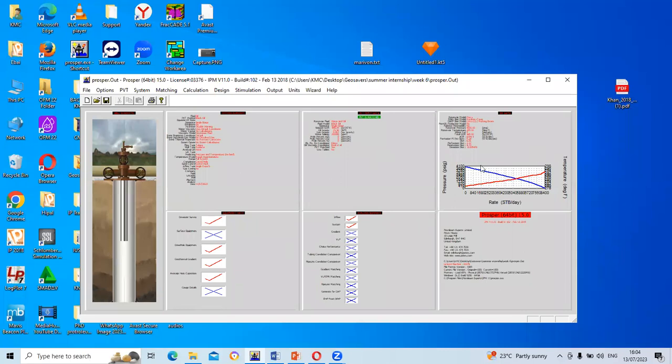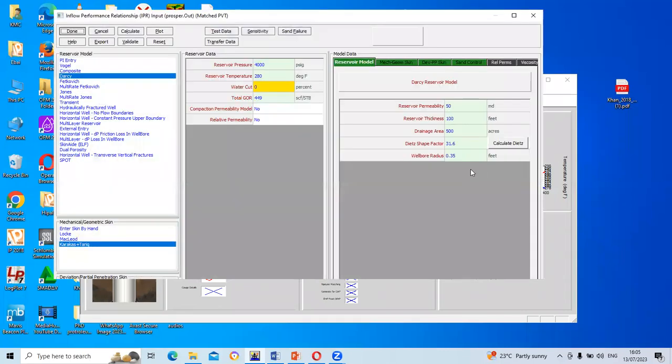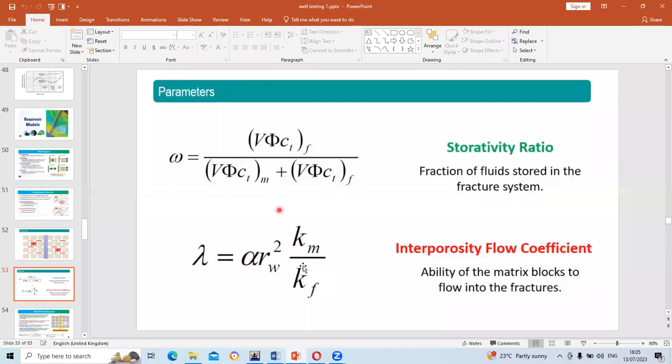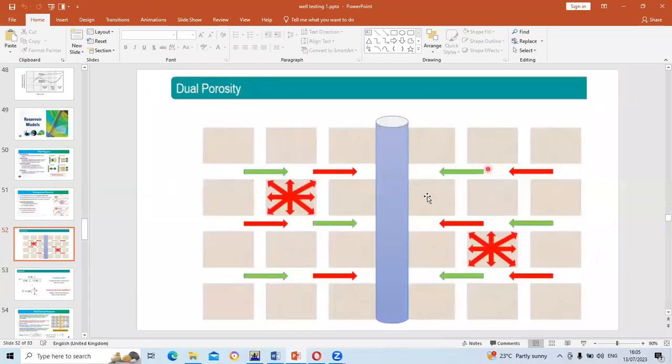So before we even go to that, let's see if we could just design another type of reservoir, which is not just a simple reservoir, but maybe a dual porosity reservoir. So what's a dual porosity reservoir? That's the first thing we have to ask ourselves. If I go to a PowerPoint, this is a picture of how a dual porosity reservoir looks like.